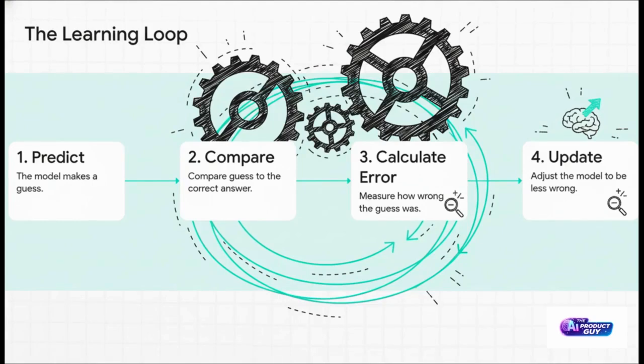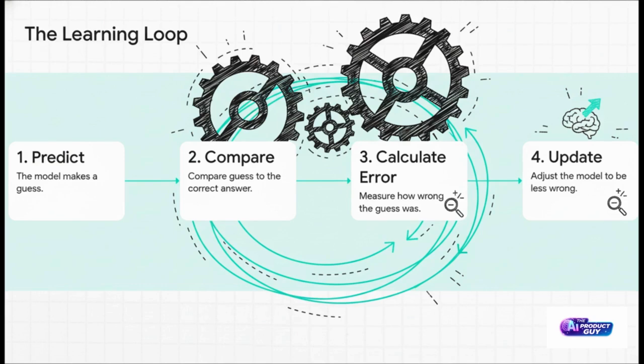And this is the engine that drives it all. The machine is stuck in this constant learning loop. First, it takes a guess, a prediction. Then it compares that guess to the real answer we gave it. It figures out how wrong it was, that's the error. And then, this is the secret sauce. It updates its own internal logic to be a little less wrong next time.